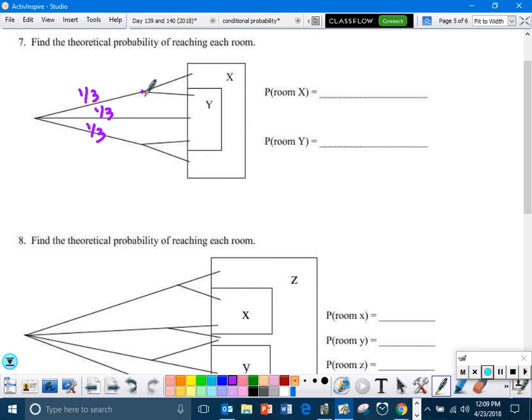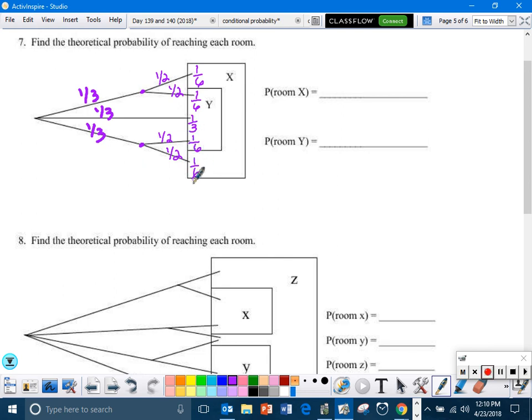Now right here, there's going to be 2 paths. So a half and a half. This one goes right into room Y. And then here, at this point, we've got a half and a half. So remember, we multiply the paths together. So this would be 1/6. Okay, 1/3 times 1/2 is 1/6. This would be 1/6. This one is 1/3. This one is 1/6. And this one is 1/6.